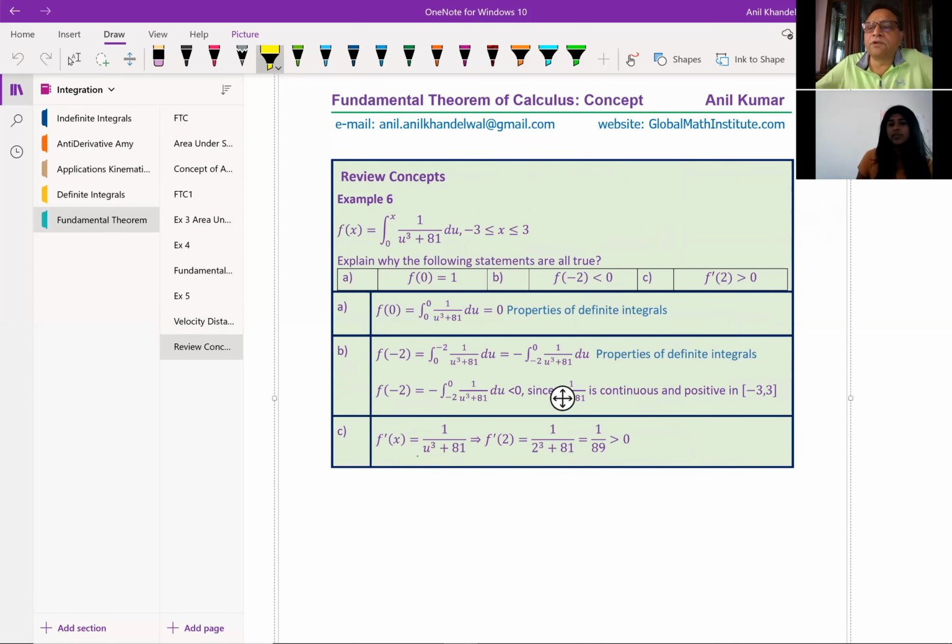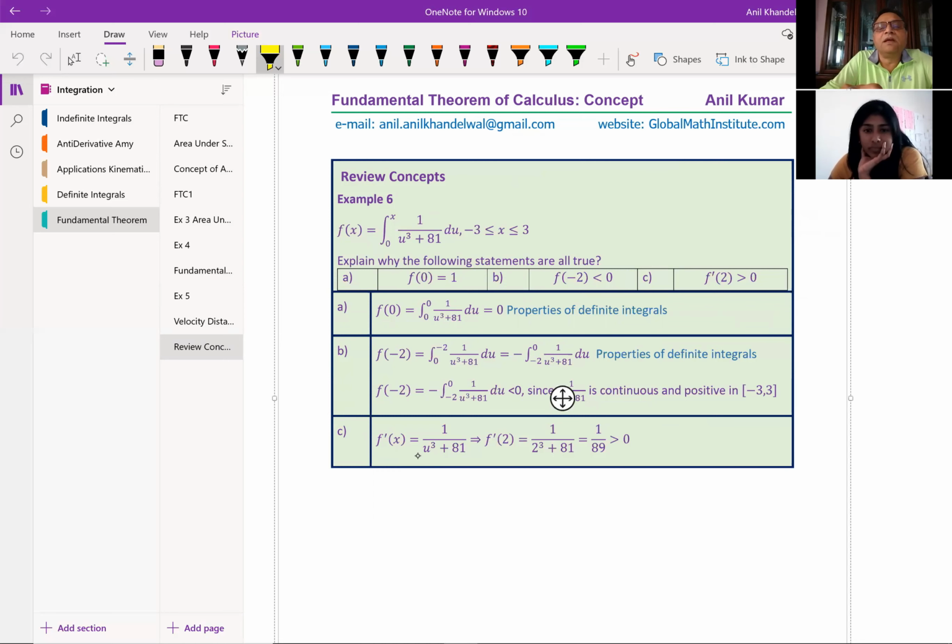Here's a very good review question. Take a picture. This is a very interesting question. I've seen this in many test papers, and you should be ready with this question.